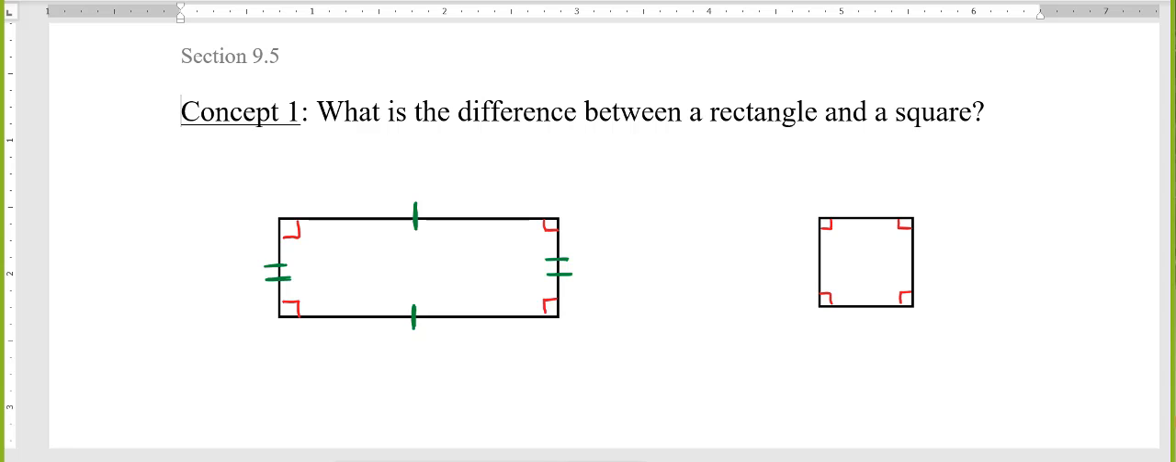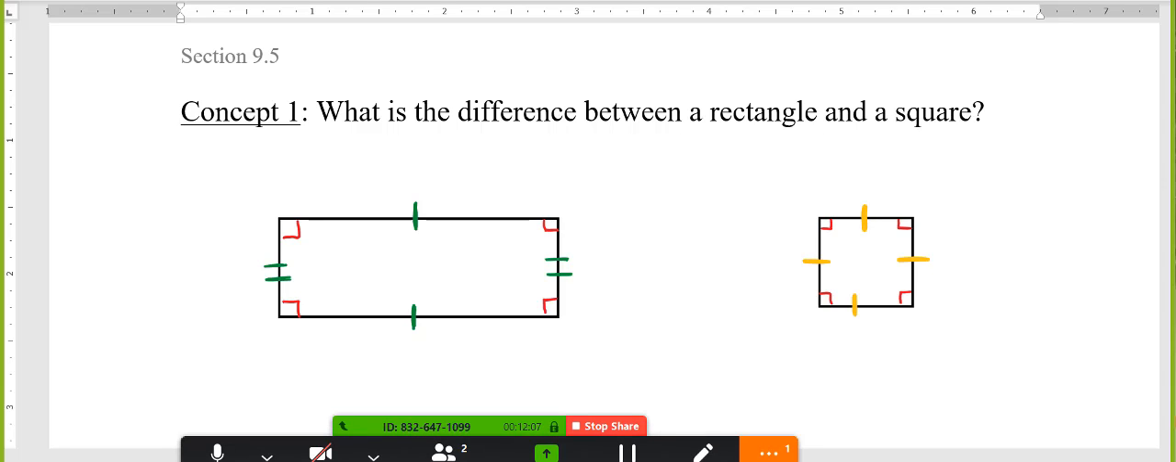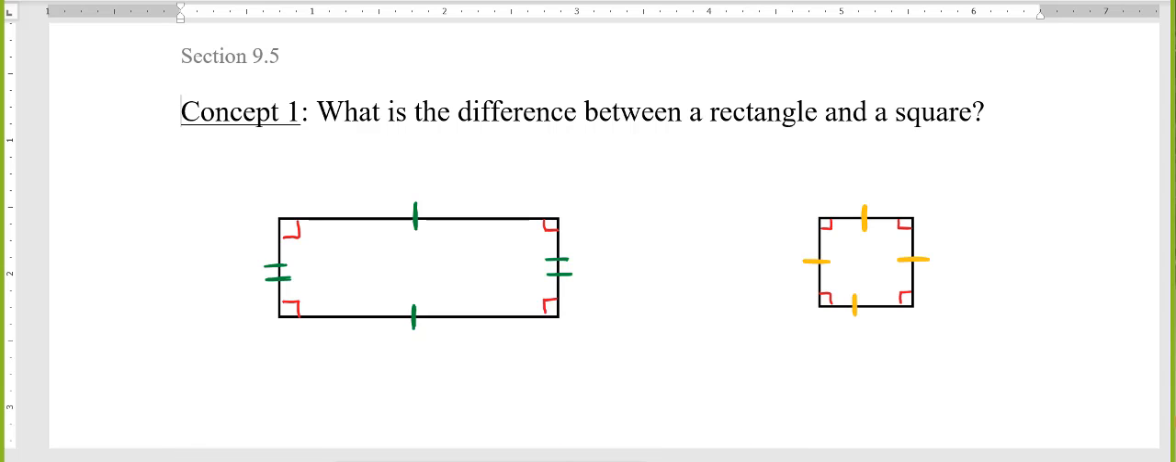What makes a square unique is that all four sides are the same. So the measure of all four sides is the same on a square. Okay, so what makes them the same? A square and a rectangle both have right angles on all four angles. But what's different is that a square has all sides congruent, where a rectangle has opposite sides congruent.